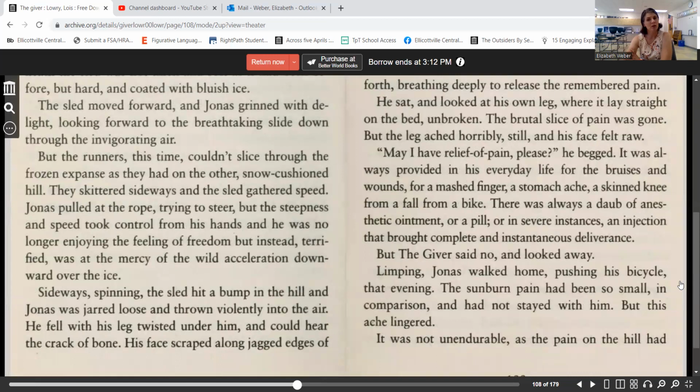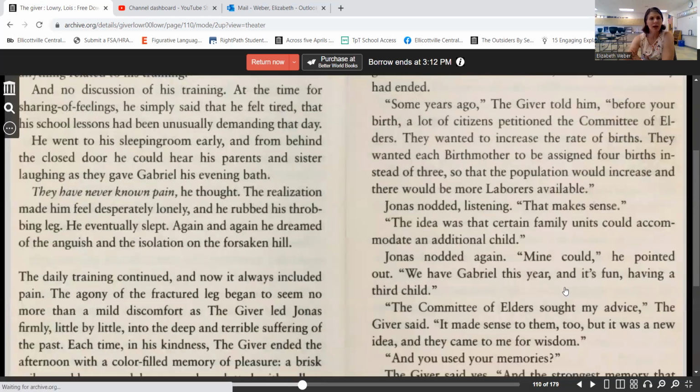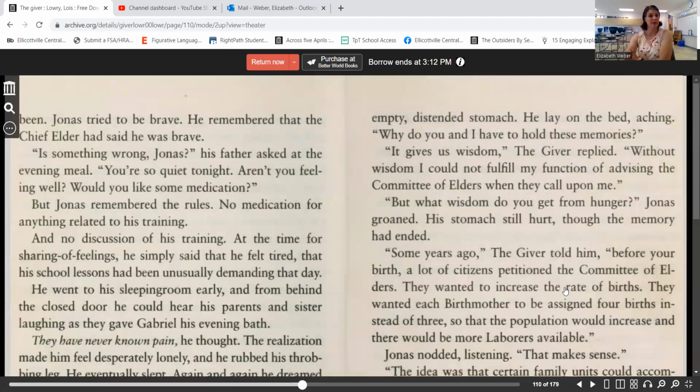Limping, Jonas walked home, pushing his bicycle that evening. The sunburn pain had been so small in comparison and had not stayed with him, but this ache lingered. It was unendurable, as the pain on the hill had been. Jonas tried to be brave. He remembered that the chief elder had said he was brave.